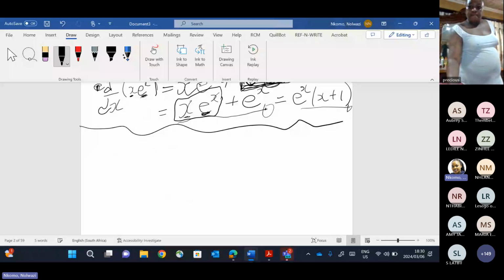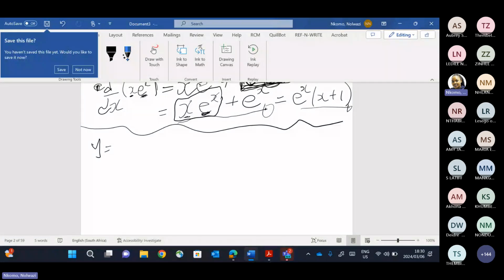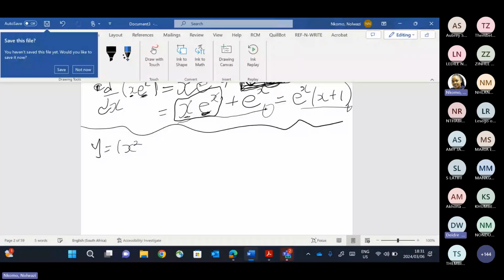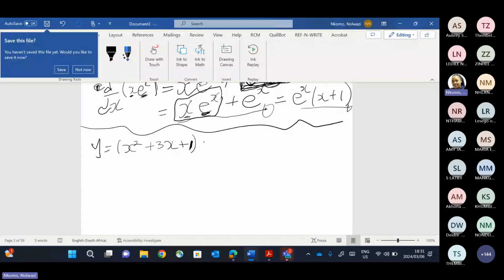Example 2, suppose you are given a function y equals x squared plus 3x plus 1, and this times e to the power x, right? And you are asked to find y prime, right?